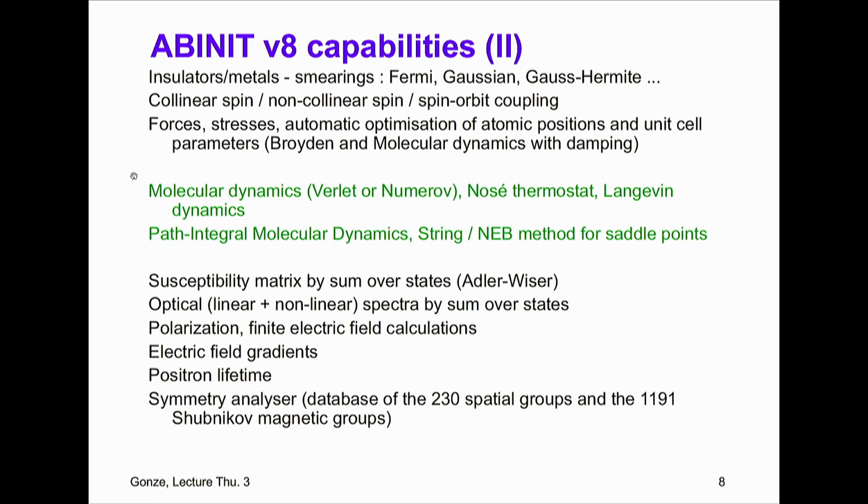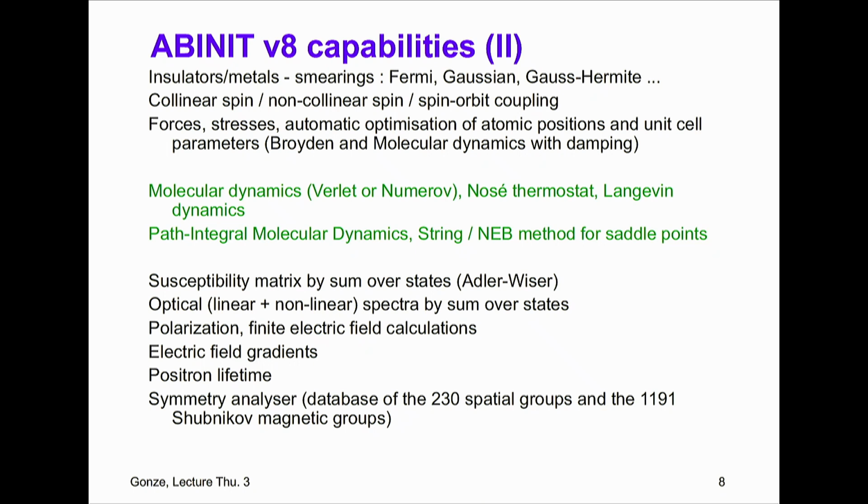Of course, insulators, metals, collinear spin, non-collinear spin, spin-orbit coupling, and optimization of the geometry, molecular dynamics, path integral molecular dynamics, determination of saddle points, everything is coded indeed. One can compute susceptibility matrices by sum over states, optical spectra by sum over states, but also in some other way, Bethe-Salpeter. Polarization and finite electric field calculations are possible.